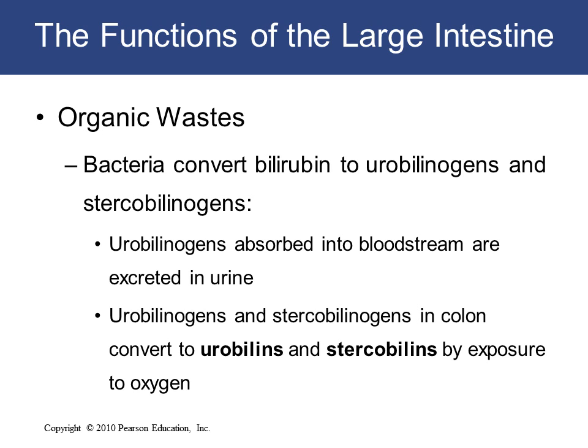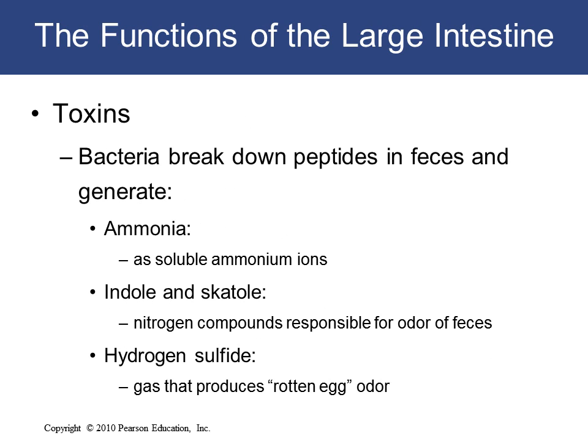So how does the large intestine absorb organic waste? Bacteria convert bilirubin, which is the product from the breakdown of dead or old red blood cells. This bilirubin is converted to urobilinogens and stercobilinogens. So these urobilinogens absorbed into the bloodstream are excreted in urine. Urobilinogens and stercobilinogens in the colon convert to urobilins and stercobilins when they are exposed to oxygen.